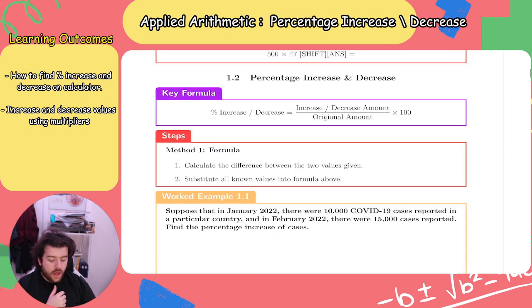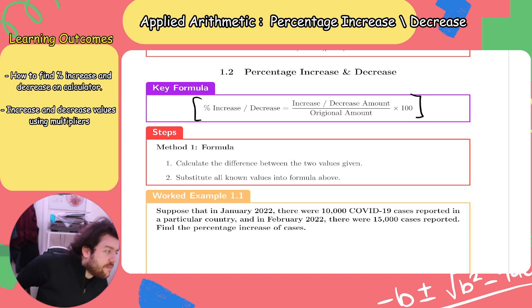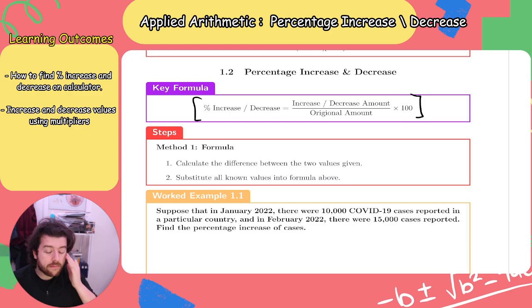So, what's percentage increase and decrease? If I'm given the final value of something and the starting value of something, I want to find what it increased or decreased by. So we have this formula here. It's not on your log tables as far as I am aware. The percentage increase or decrease is the increase or decrease amount all over the original amount, multiplied by 100.